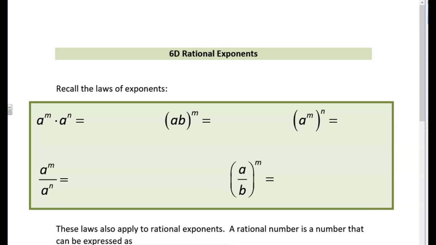Hello and welcome to lesson 6D on rational exponents. So let's take a minute and recall all of our laws of exponents.